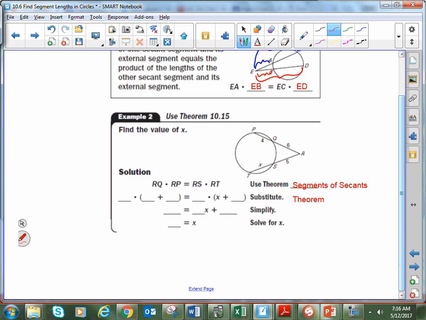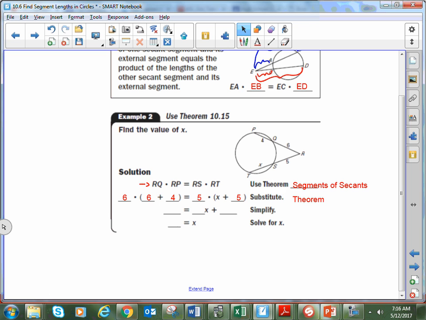Taking a look at the example that we see here, we're looking at segment RQ being the external part of secant RP. So I'm going to take the external part and multiply it by the whole thing. So that's why here we're saying RQ multiplied by RP, the external part multiplied by the whole segment. Same thing with the other segment. We're going to say RS multiplied by RT. Substituting the expressions that are given in the diagram, we're going to wind up with this.